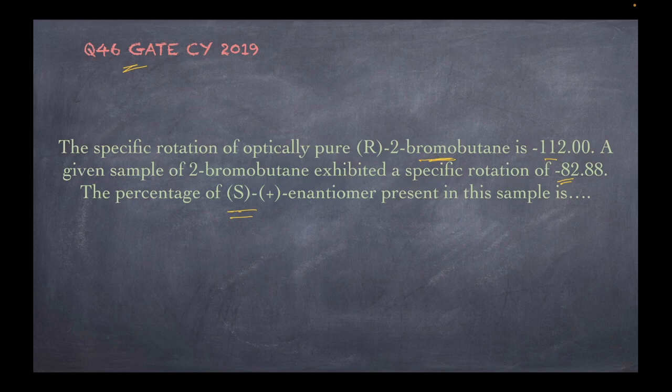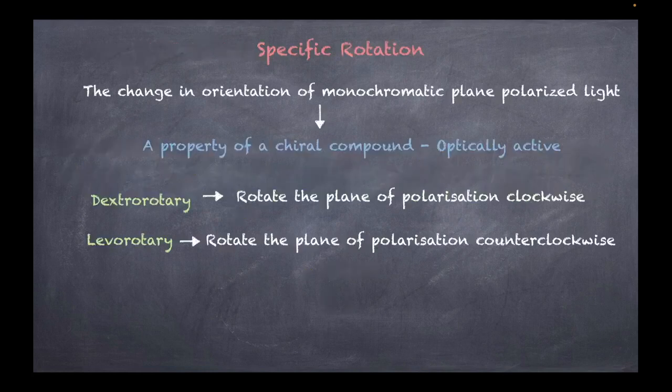So basically in this question the specific rotation of the R enantiomer is given, which is minus 112.0, and the specific rotation of the given sample containing 2-bromobutane is also given, which is the observed rotation, minus 82.88. Now we have to find out the percentage of S enantiomer present in the given sample. First, let's understand the concept of specific rotation and optical rotation.